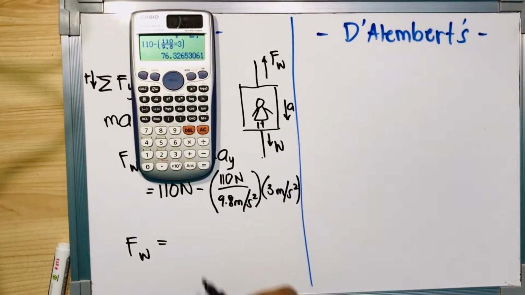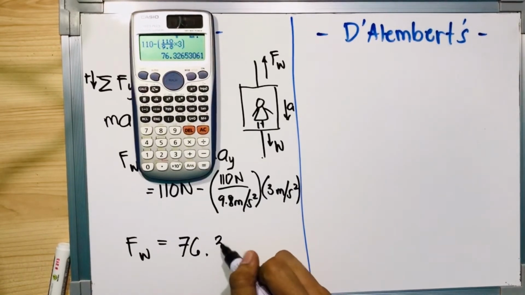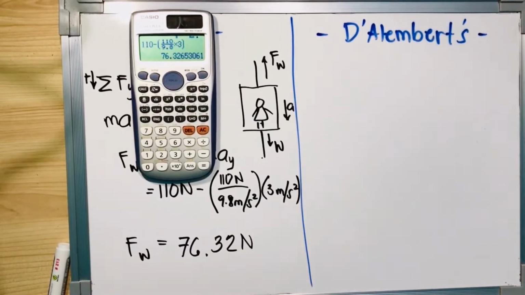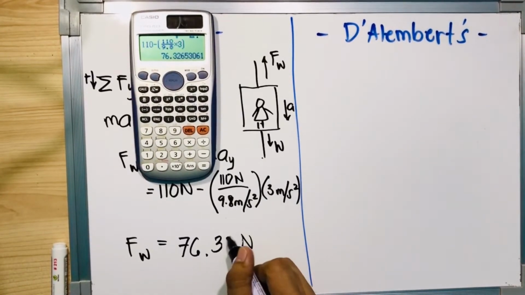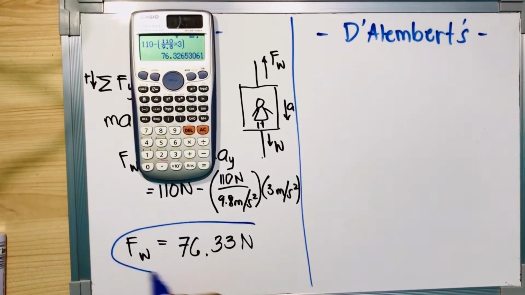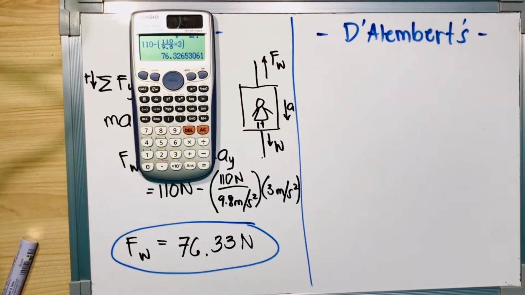So the answer is 76.32 newtons. And as expected, or 76.33. So as expected, mas mababa kasi paayon yung weight nung babae doon sa direction ng elevator. That is why yung force exerted by the woman to the elevator is much less compared to what we have computed pag papataas yung elevator. Kasi pasalungat yung bigat ng babae.